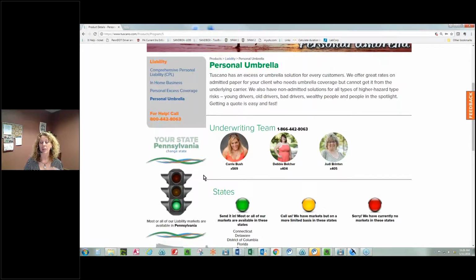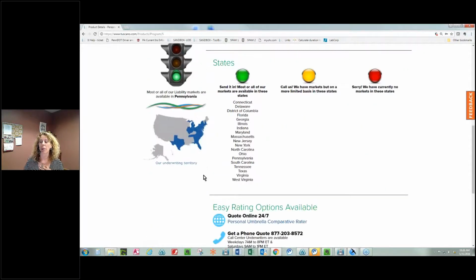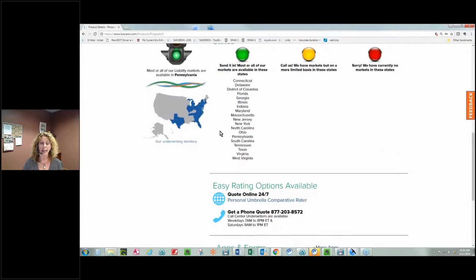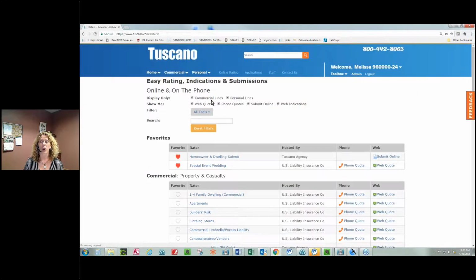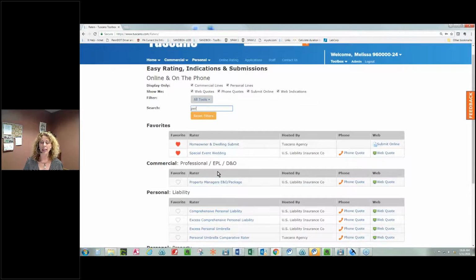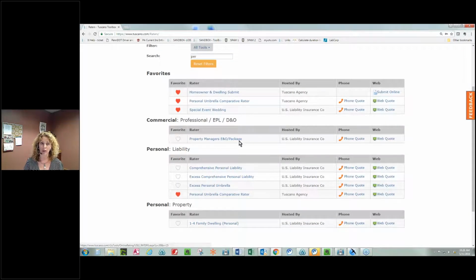We have 3 admitted markets. We have a personal umbrella comparative rater online that you're able to enter the information one time and it gets quoted with those 3 companies. I do have a WebEx once a month on that, so look for the email coming your way. If it's something that needs a little bit more detailed or some more explaining, it's submitted to us and we review it and we'll give you a phone call or shoot an email if we need additional information.